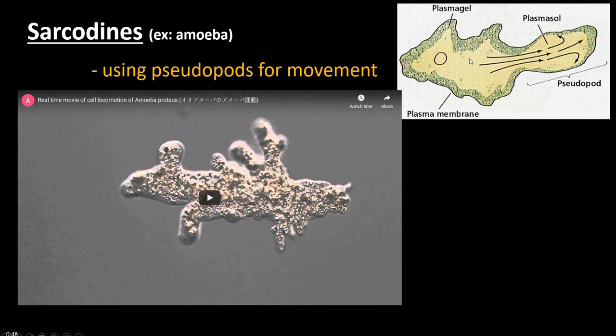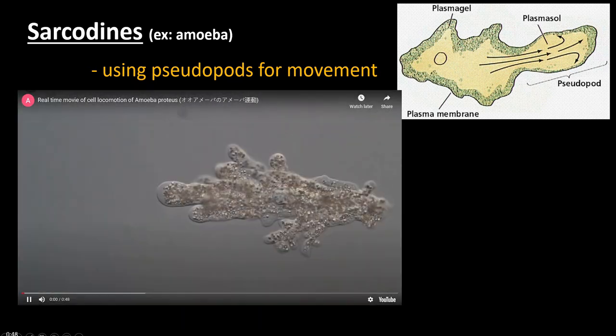And what's happening, if you look at this upper right picture, is the inside is going to flow in one direction. It's going to kind of create this current going one way. And when it pushes out, that thing is called a pseudopod. And it actually means fake foot. So here you go for the video so you can watch how it moves around.